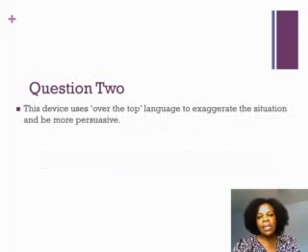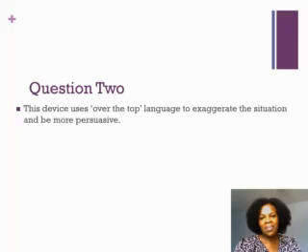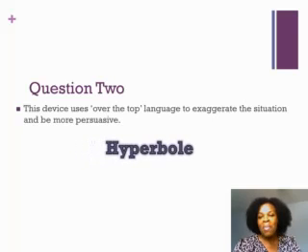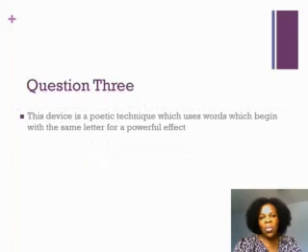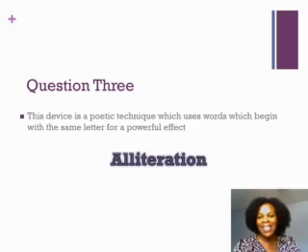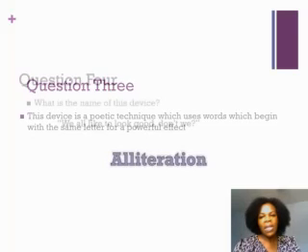Question 2 was, this device uses over-the-top language to exaggerate the situation and be more persuasive. What do you think that one was? Yes, hyperbole. So exaggeration. Question 3 was, this device is a poetic technique which uses words which begin with the same letter for a powerful effect. And yes, we knew that this was alliteration. Okay, so if you have that one down, just give yourself a tick.